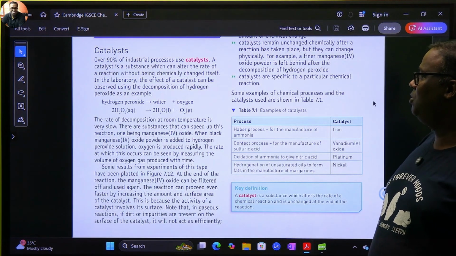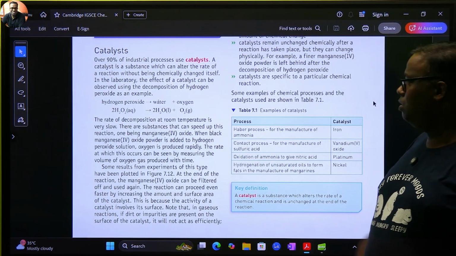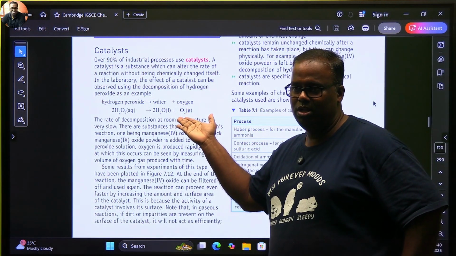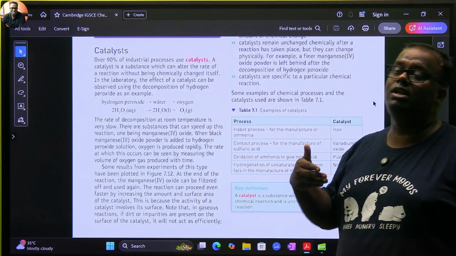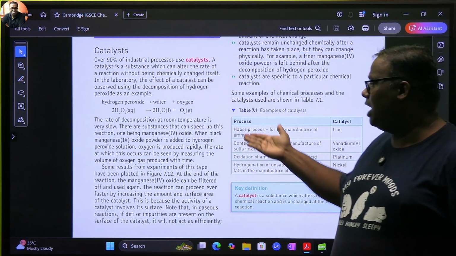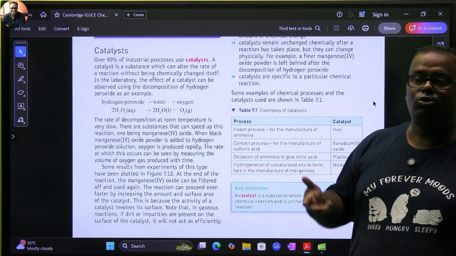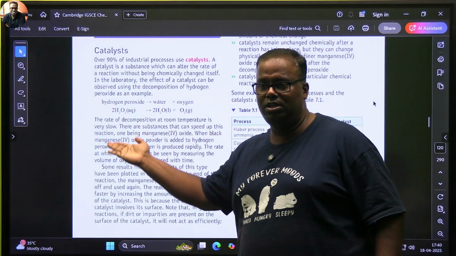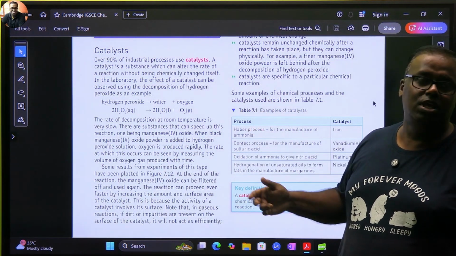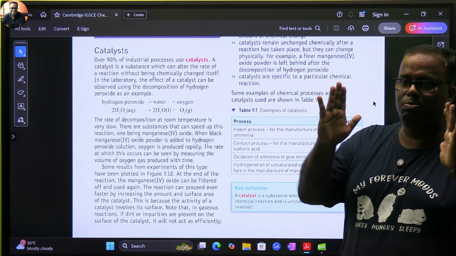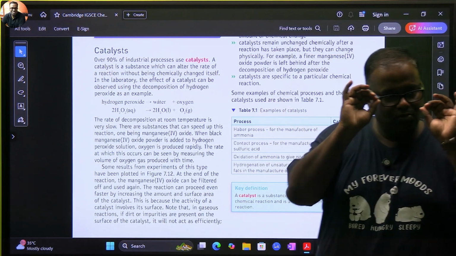The rate at which this occurs can be seen by measuring the volume of oxygen produced with time. If you allow this reaction to happen on its own, you measure how much oxygen you are producing, one of the products. Measuring the gas will give you the rate at which the reaction is going. Once we add manganese 4 oxide, we will see that the rate of production of oxygen has increased. How do we measure the rate of reaction? Either by the decline of the reactant or by the increase in the content of the product. And whenever a gas comes out, it is much easier. Allow the gas to come out through a piston. As the piston keeps on moving, you get to know that more and more gas is being produced. Have you understood this much?